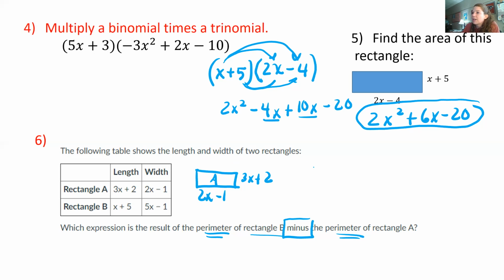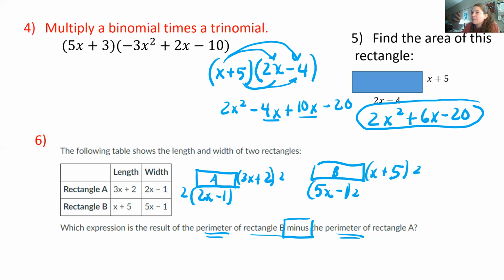But since we're doing perimeter, we have to double these two dimensions and add them together, right? So then we're going to do rectangle B is x plus 5. We'll do the longest one, 5x minus 1 and x plus 5. All right, so we're going to double these because there's 2 widths and 2 lengths to both of them, to everything, right? So let's do that first.